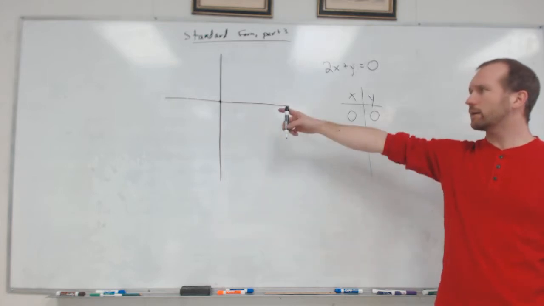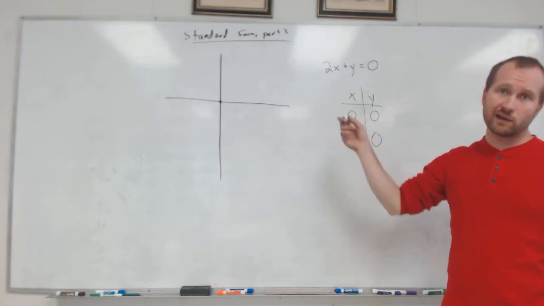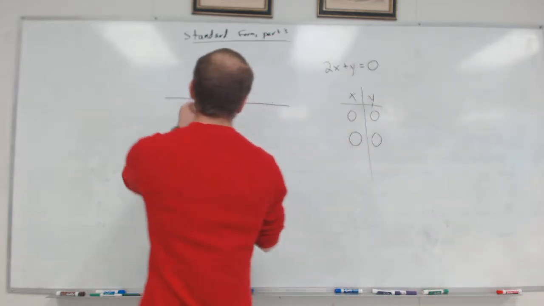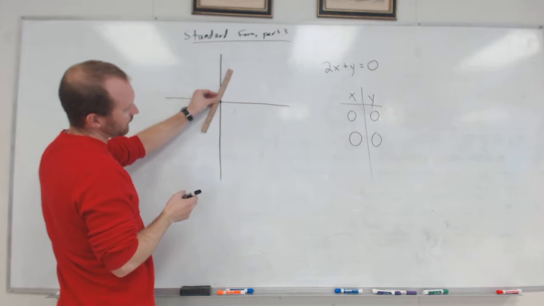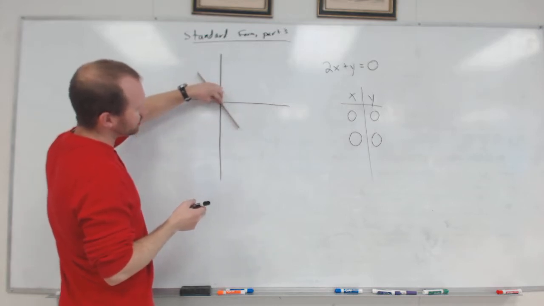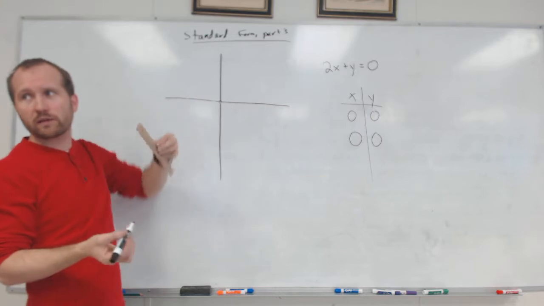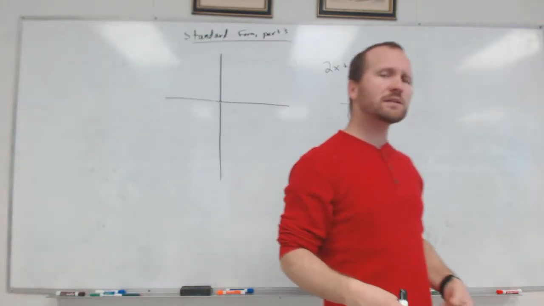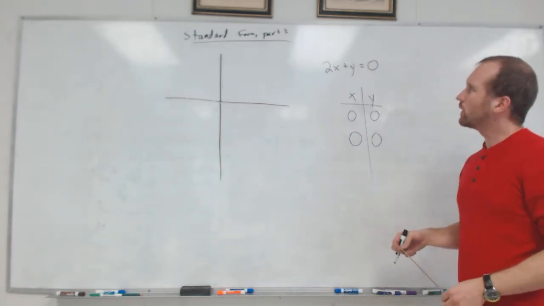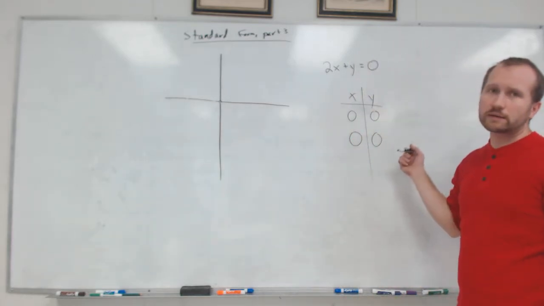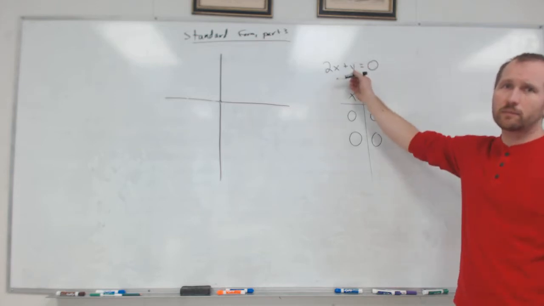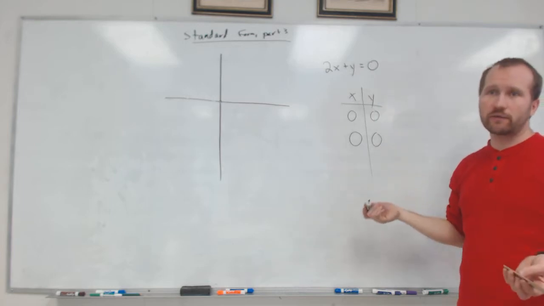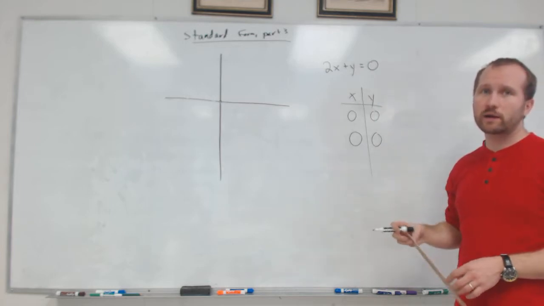Can I make a line based on one point? I could, but I don't really know where to make it, right? If I only have one point, the line could be like this, it could be like this, it could be like this even. I don't know where that line goes if I only know one point on the line. So there's a few things you can do. One thing you could do is just pick another point. You could pick a different number for x or y and plug it in and try to find another point on your line and then graph that way.